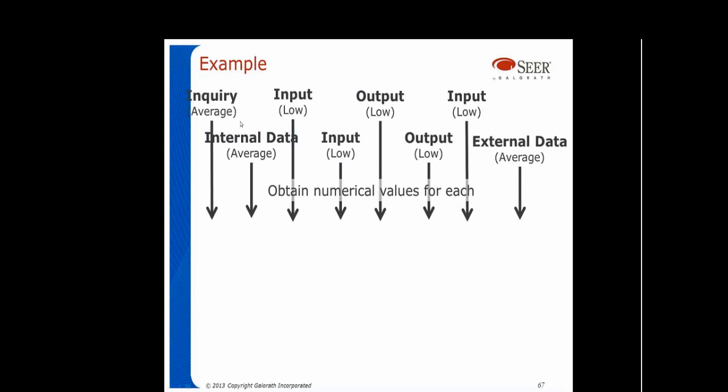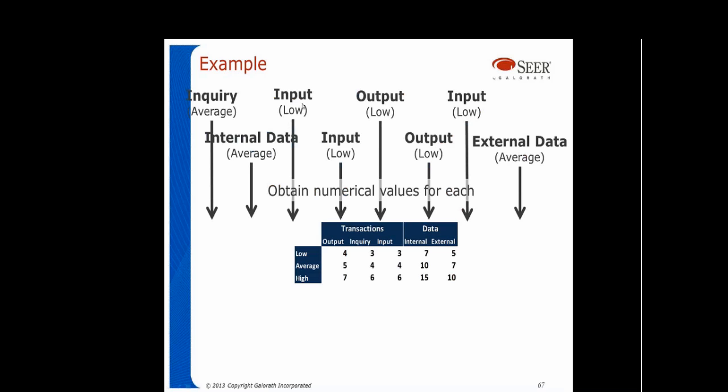The next thing that I do is I look at the values. We didn't show you the values, but given low, average, or high complexity for a function, there's a number associated with that. I think it's, for example, 3 for low, 5 for average, and 7 for high. For the transactional function points, they're slightly different depending upon whether it's an input, inquiry, or output. Here are the actual numbers.